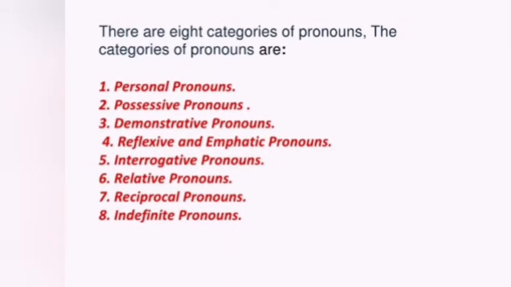There are 8 categories of pronoun, and the categories are personal pronoun, possessive pronoun, demonstrative pronouns, reflexive or emphatic pronouns. Keep it in mind, these two are different. Interrogative pronoun, relative pronoun, reciprocal pronouns, and indefinite pronoun. Reciprocal pronoun is not there in your book.